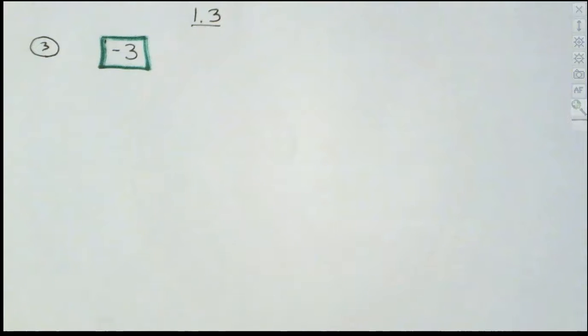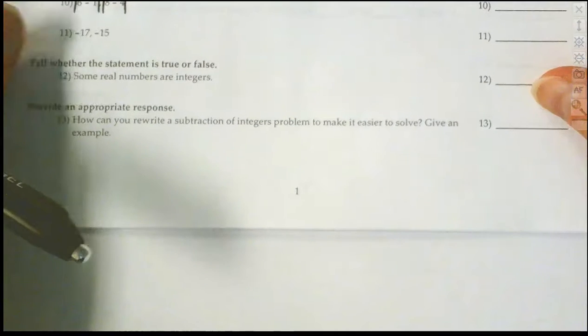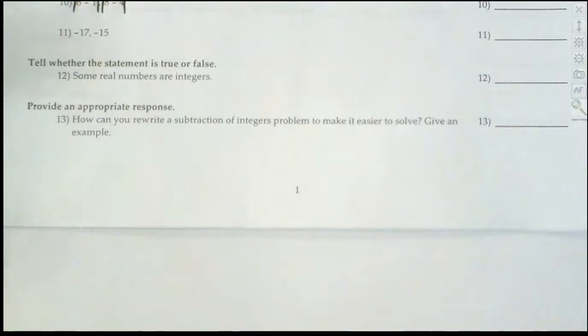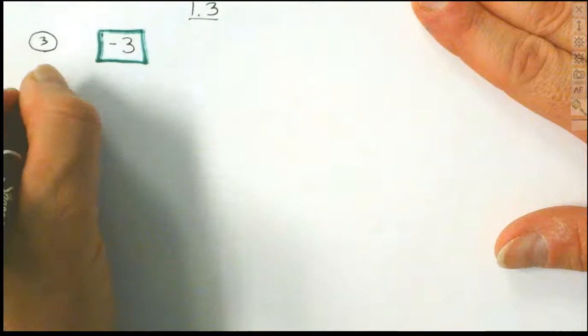Question 13. It's kind of a critical thinking question. And question 13 says, how can you rewrite a subtraction of integers problem to make it easier to solve? And we want to give an example of this. Okay, well, what we can do to make it easier sometimes is we can rearrange the order. So sometimes it might be easier to rearrange the order. And here's an example.